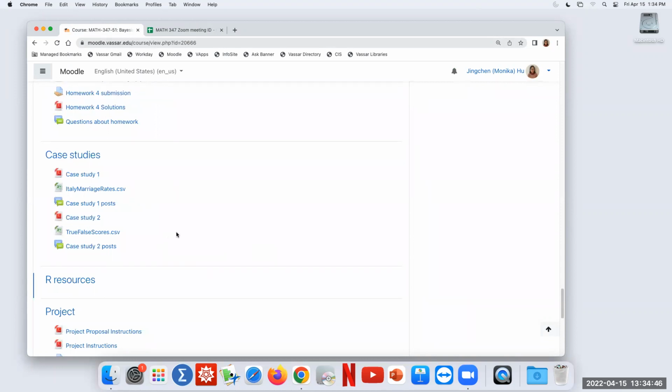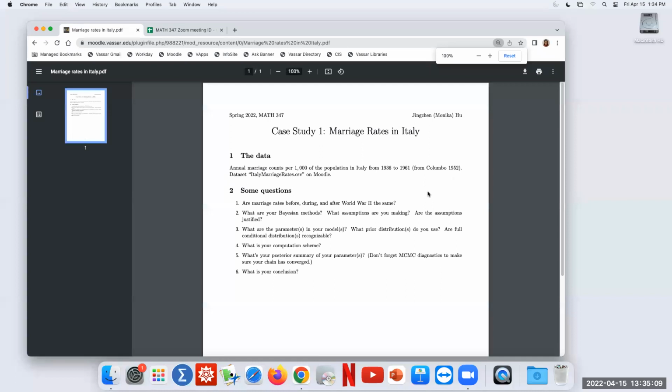So they're both on Moodle. I posted a PDF of the instructions with some possible research questions you can explore, together with the data set, and of course places where you can post later once you work on it. I want to spend the time today in class to talk about both of them a little bit and look at certain things that you might want to explore.